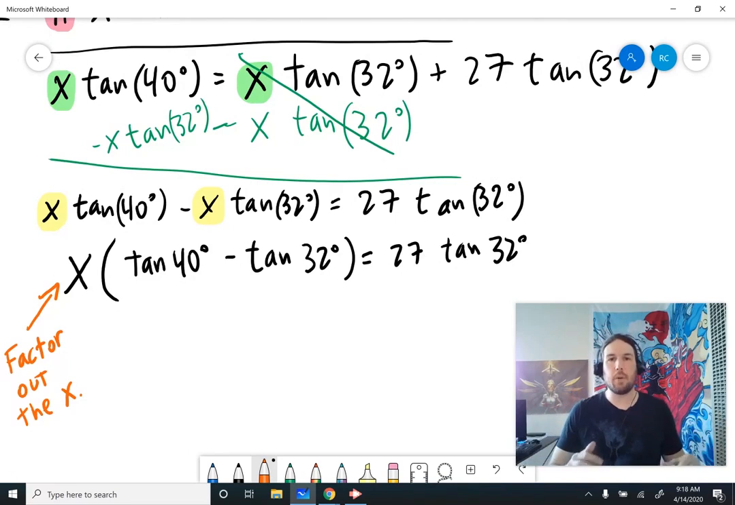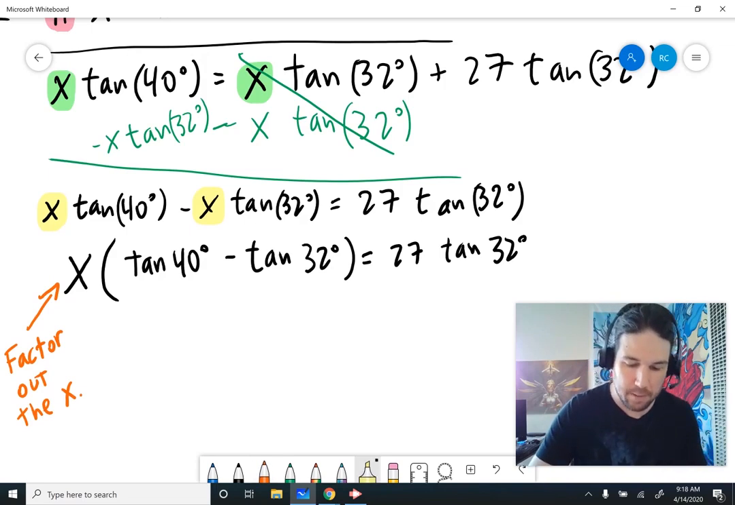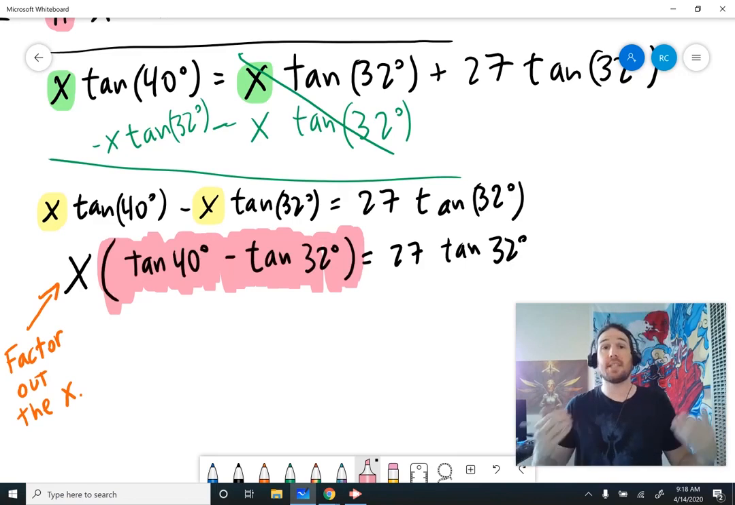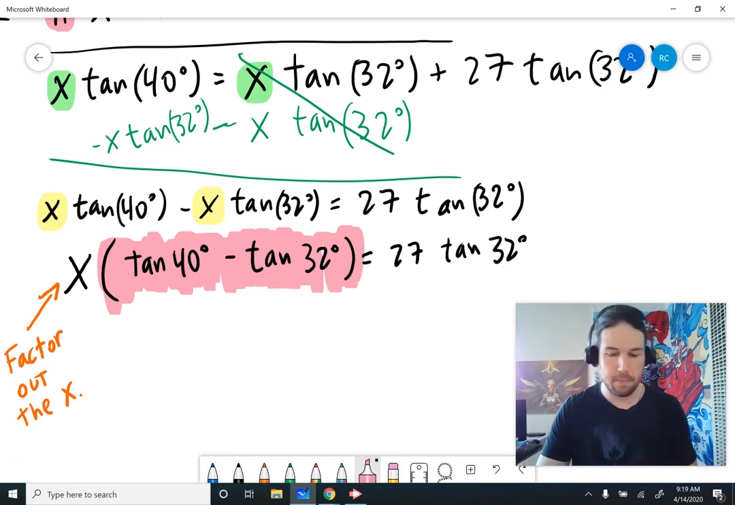Now again, it seems like we've made it uglier, but we're actually only 2 steps away from getting the solution. And one of those steps is going to be calculator. So we've got x times this big, complicated, annoying looking number. But it's still just x times a number. We know what to do when we have x times a number. We divide by that number.